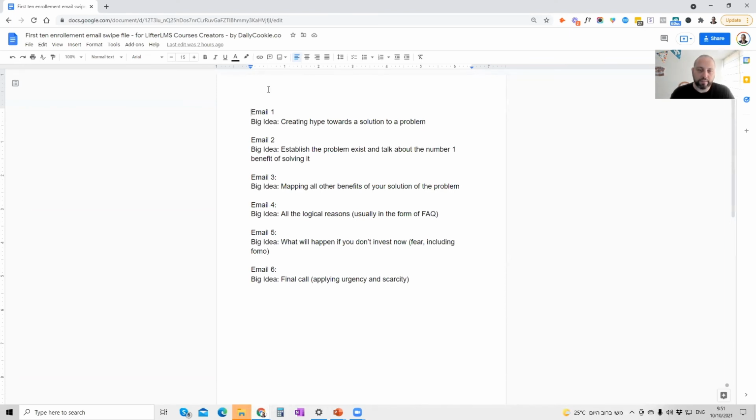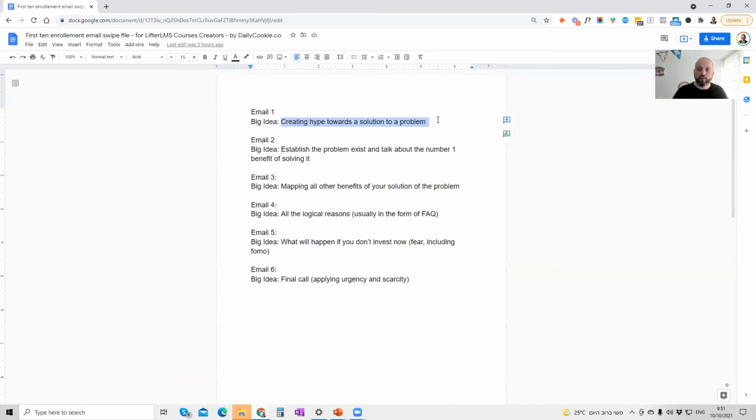You'll get a template where you have 6 emails with 6 big ideas. And the emails will have swipe areas where you can insert specific benefits and so on. But the big idea of the first email is just to create hype towards the fact that you have a solution to a specific problem.